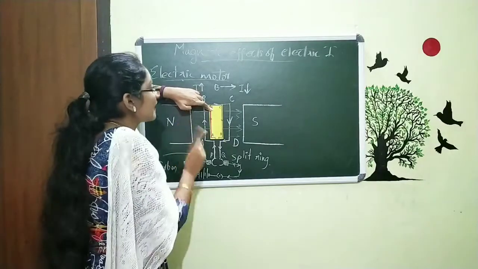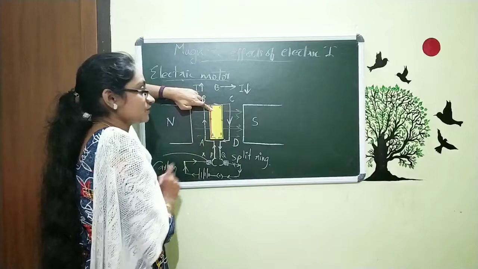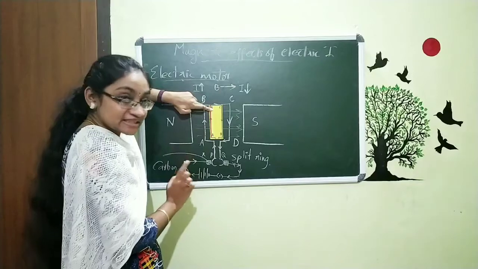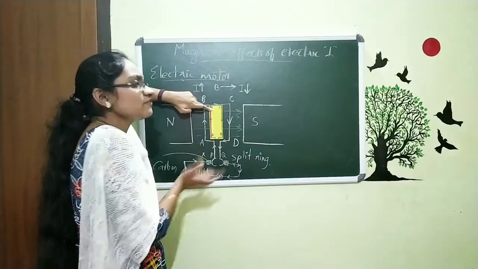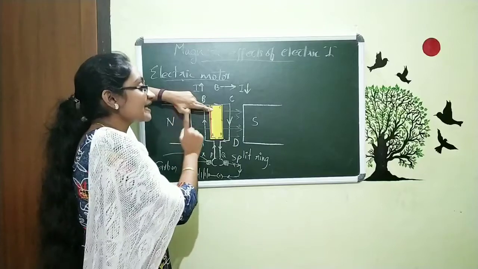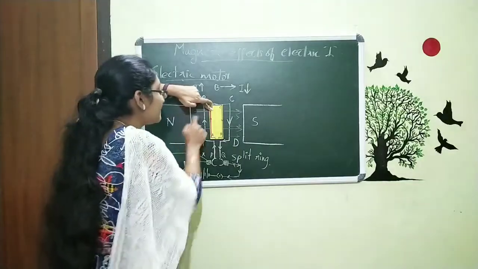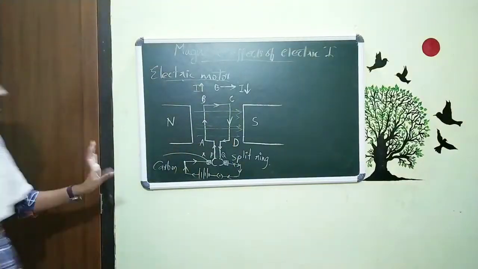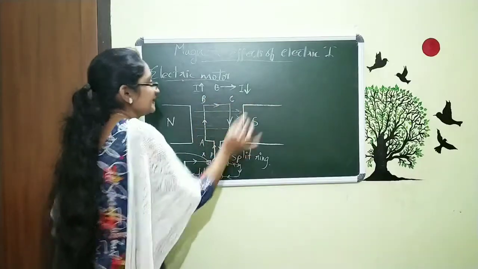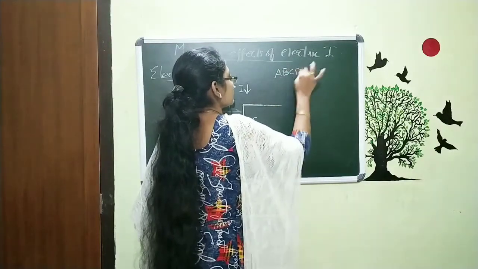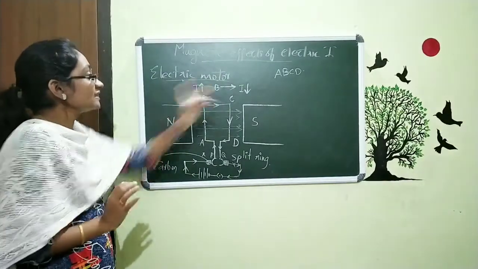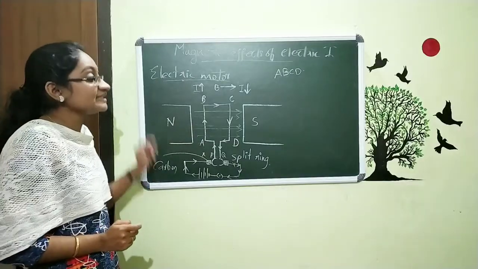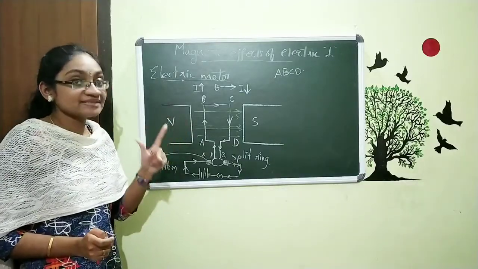Now we want to find the direction of force acting here. We said that here current is there, magnetic field is there, and both are in perpendicular directions. Then a force acts. Now we want to find the direction of force acting on AB and CD. At the initial stage the current is flowing ABCD. So in ABCD, how is the force acting? Now I am going to find the direction of force using Fleming's left hand rule.